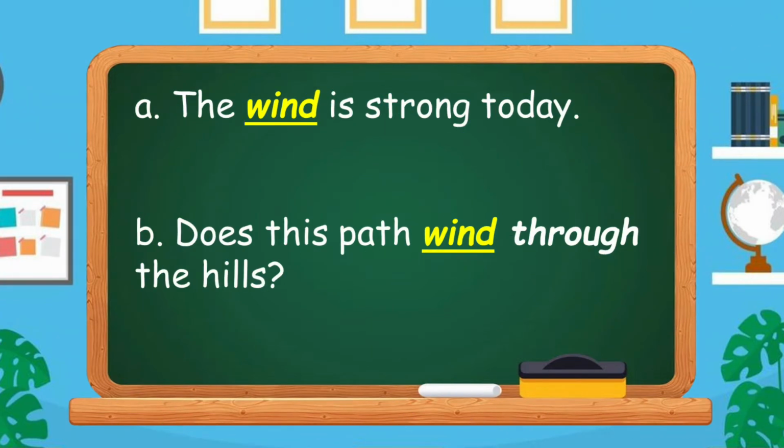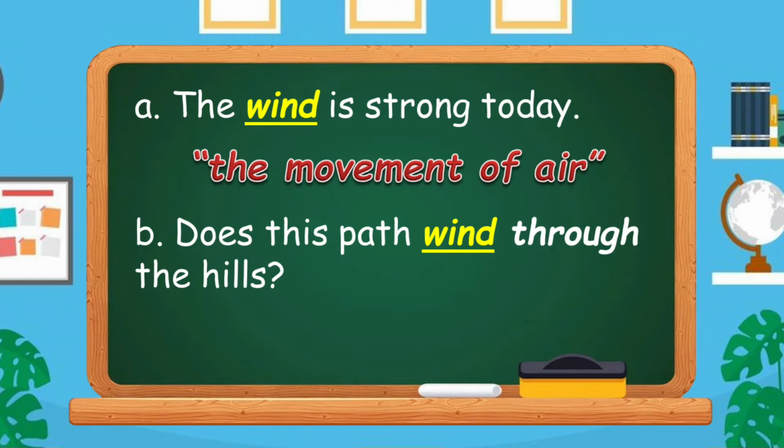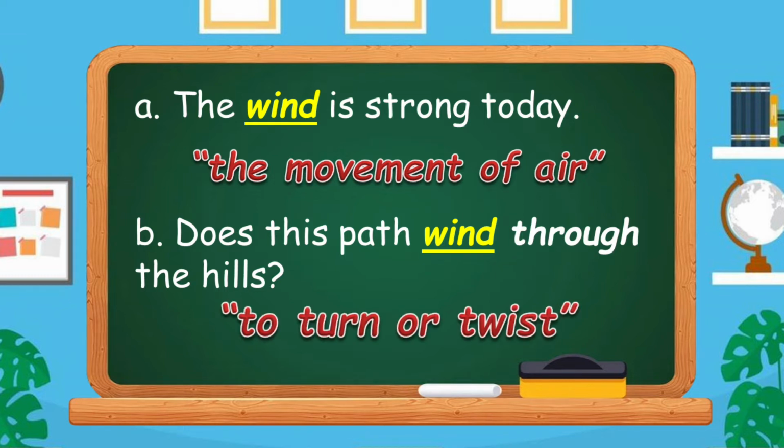Take a look at our next set of sentences. Please read the following sentences. Letter A, the wind is strong today. Letter B, does this path wind through the hills? The highlighted words were pronounced differently. The word wind, pronounced one way, pertains to the movement of air, and wind, pronounced the other way, pertains to turn or twist.